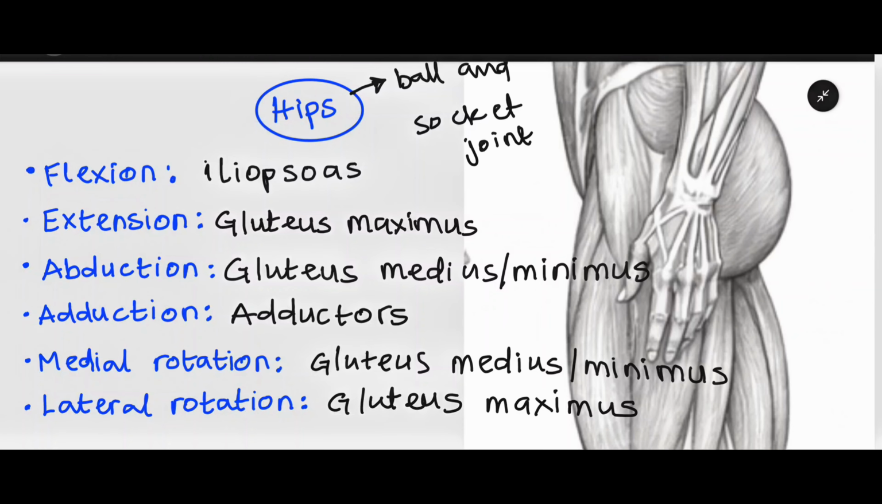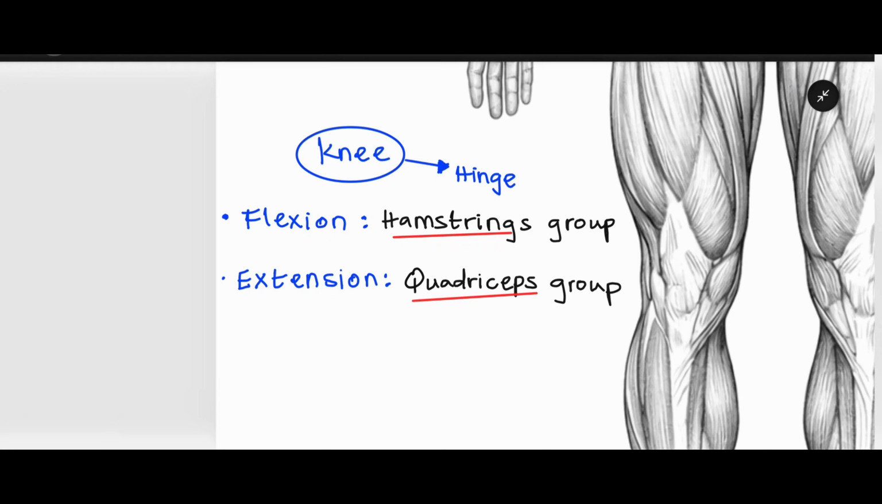And for hip lateral rotation, which is external rotation of the leg at the hip, the agonist that we've talked about is the gluteus maximus, and the antagonist are the gluteus medius and gluteus minimus. Okay, now onto the knee. It's very straightforward. Knee flexion, which is bending the leg. The agonist that we've talked about is the hamstrings group. So the antagonist for knee flexion would be the quadriceps group.